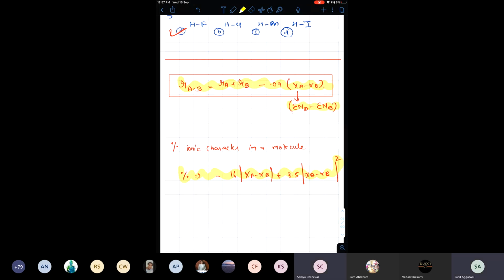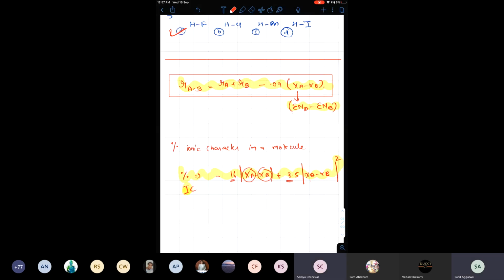Do you think electron affinity? Can you explain that formula again? Percentage of ionic character. It is just a formula. What are you not getting in this? 16 into the electronegativity of A minus electronegativity of B, plus 3.5 into electronegativity of A minus electronegativity of B, a whole square.